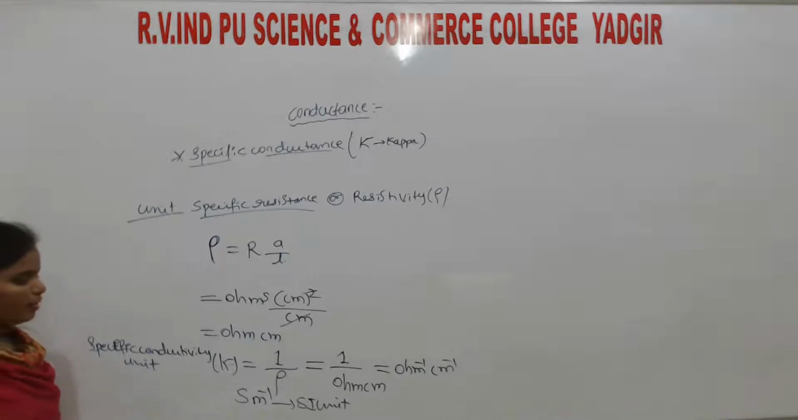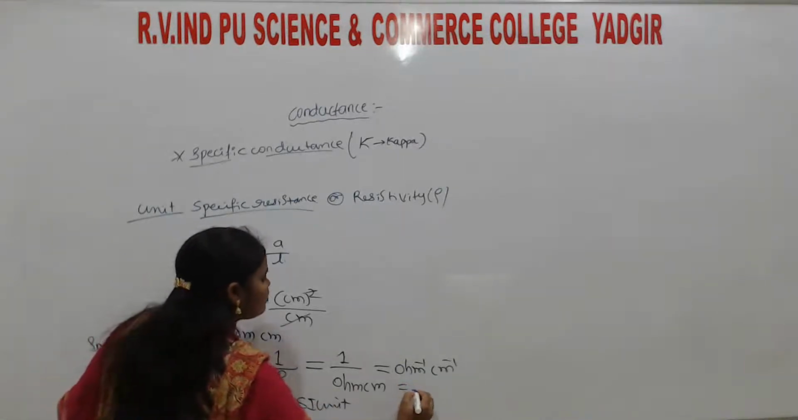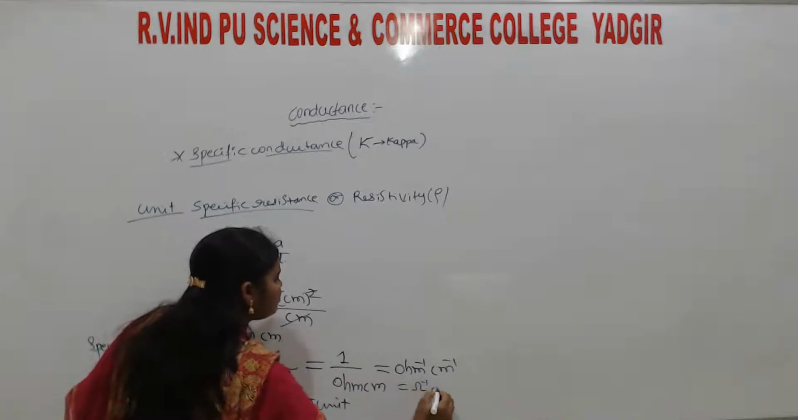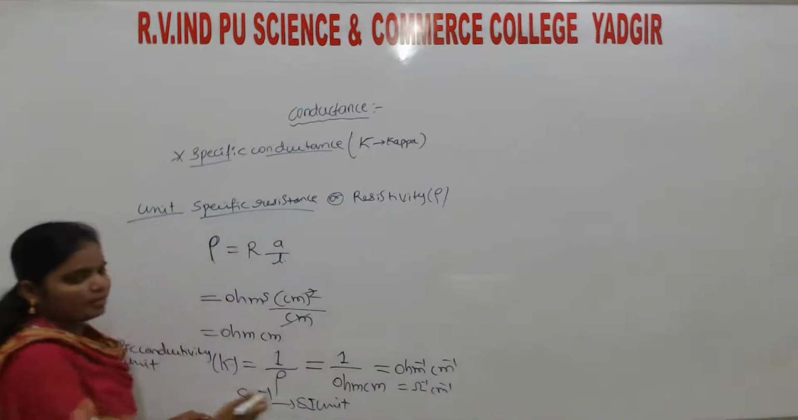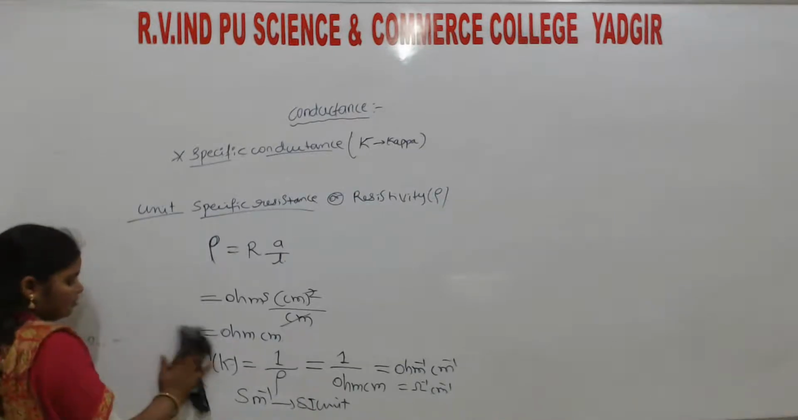Per ohm, this is a symbol. This per ohm is therefore equal to per ohm per centimeter. This is the specific conductance.